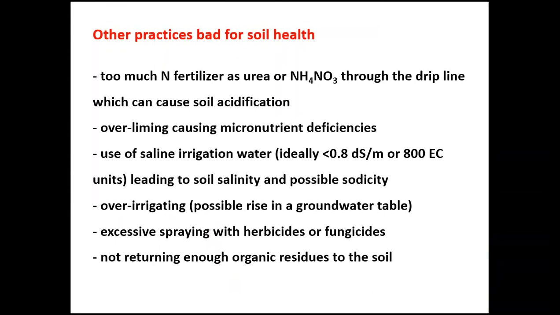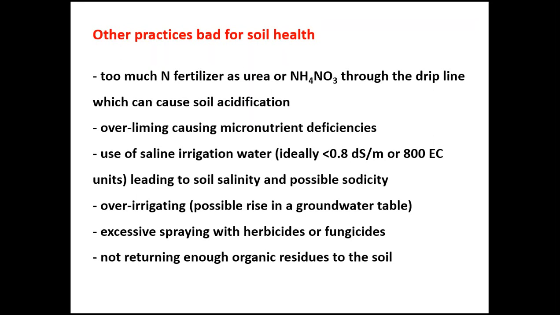Other practices bad for soil health. Too much nitrogen fertilizer as urea or ammonium nitrate through the drip line can cause soil acidification. Overliming can cause micronutrient deficiencies, particularly of things like iron, zinc and copper. Saline irrigation water can be a problem.